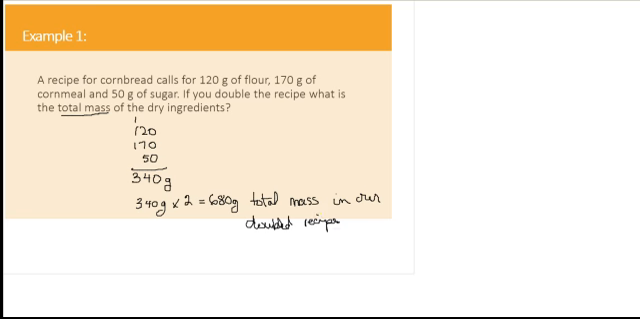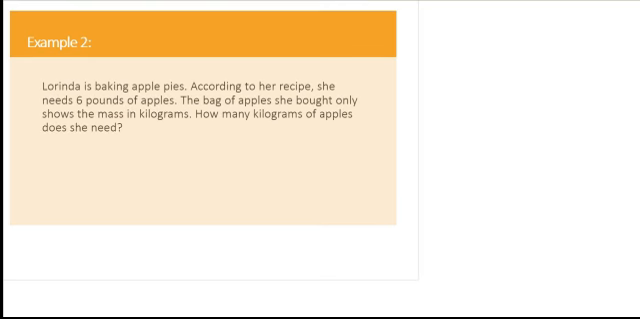Let's go on to our next example. Lorinda is baking apple pies. According to her recipe, she needs 6 pounds of apples. The apples that she bought only show their mass in kilograms. How many kilograms of apples does she need?